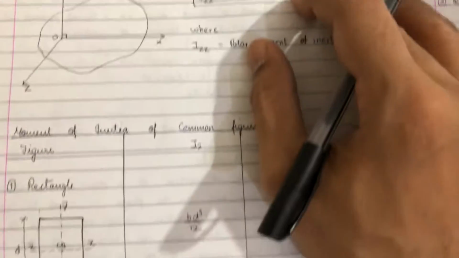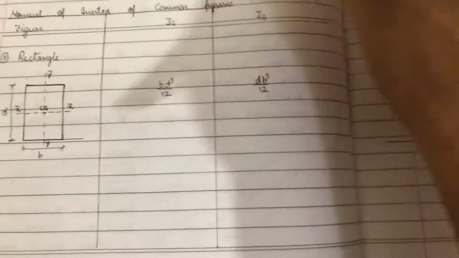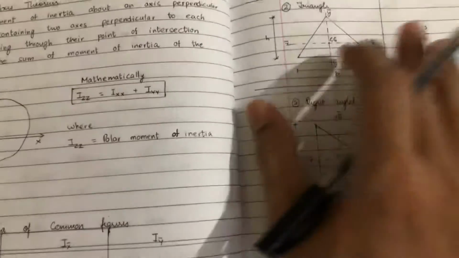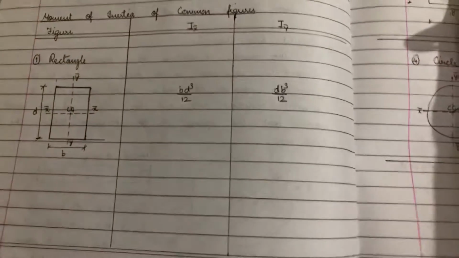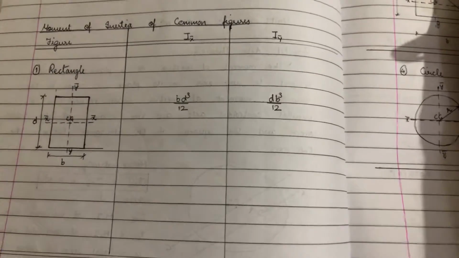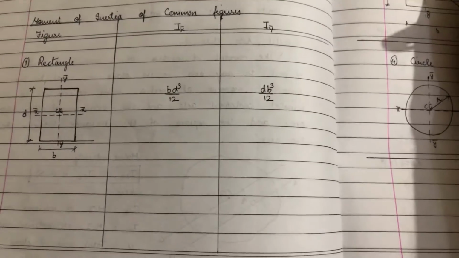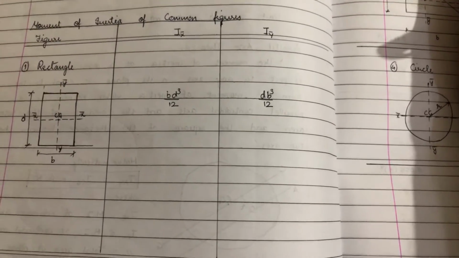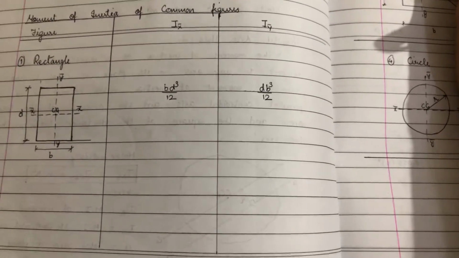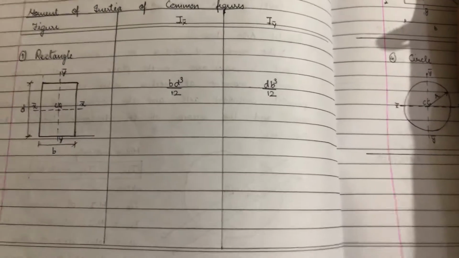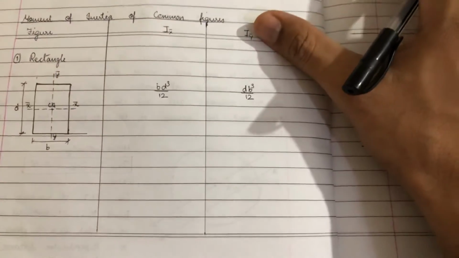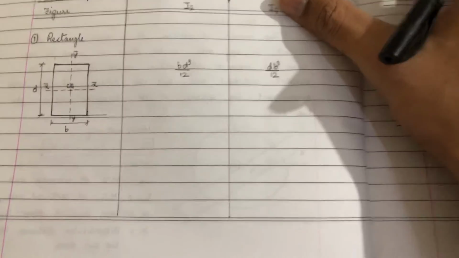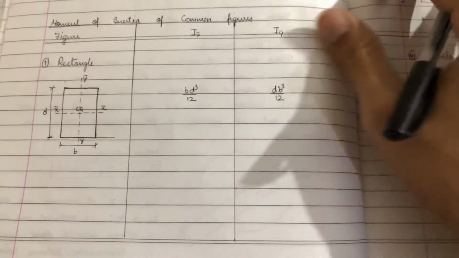Now, this part is very important. In this, you have to find out the moment of inertia. These are the basic formulas for the moment of inertia of common figures. So we will be dealing with all the common figures or plane areas whose moment of inertia you have to find out. Now the first figure is that of a rectangle. You can see this is a rectangle.